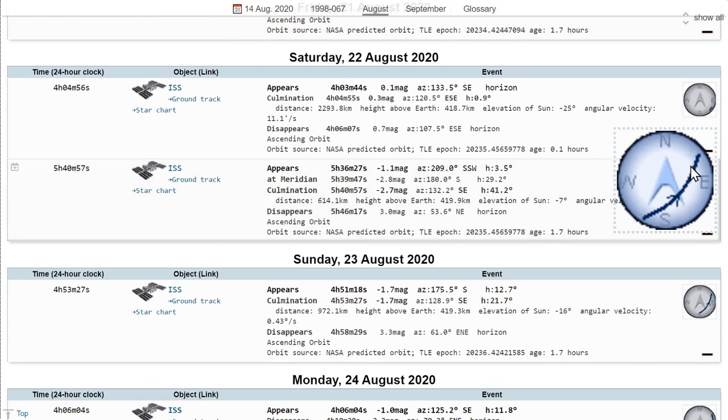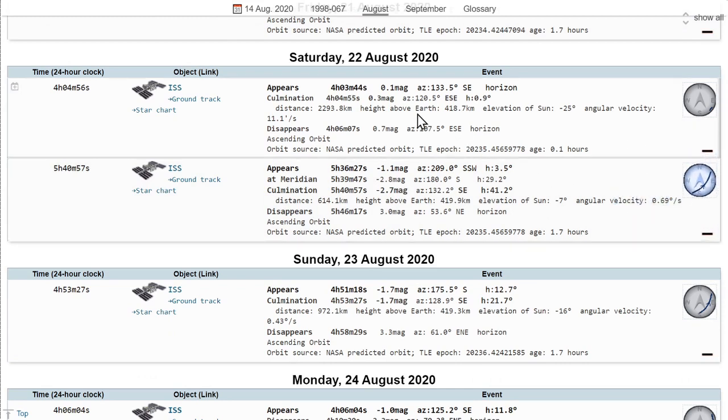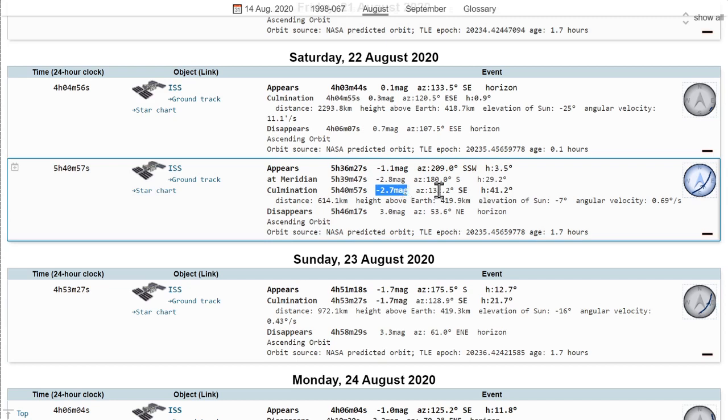It also helps to check another number in here. There are numbers followed by the word mag, that is short for magnitude. It is a way of measuring brightness in astronomy, and the more negative the number, the brighter the object. So you want really low numbers here. So if we got minus 2.7 mag, that is pretty bright.